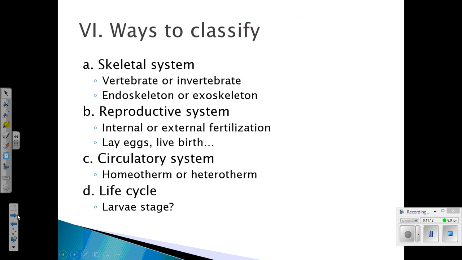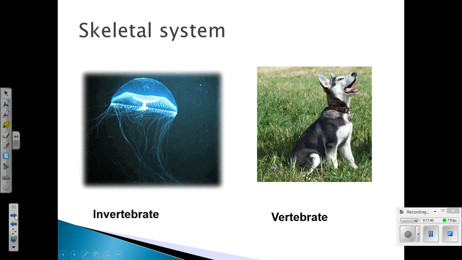So there's lots of different things you can look at to classify. Your skeletal system, whether the skeleton's on the inside or outside, backbone or no. Reproductive system, do you lay eggs, we have live birth, are the eggs fertilized on the inside of the body or outside? Circulatory system, are you warm-blooded or cold-blooded? Do you have a larva stage in between, like a frog would have a tadpole stage, or insects have a larva stage? So here you can see just the differences in the animal kingdom between an invertebrate and a vertebrate.